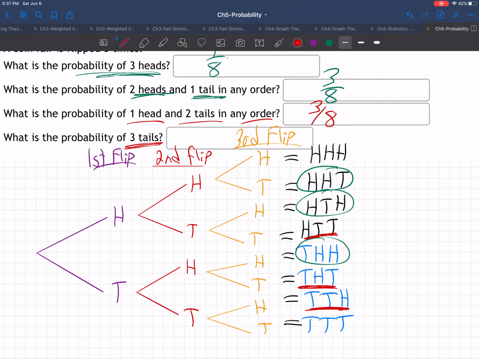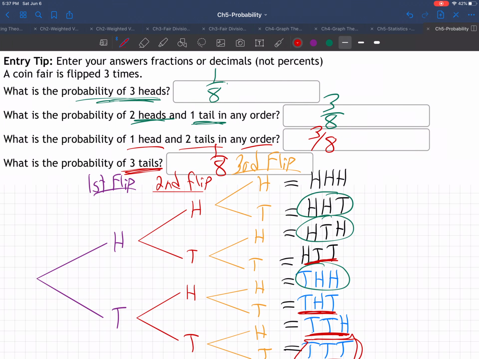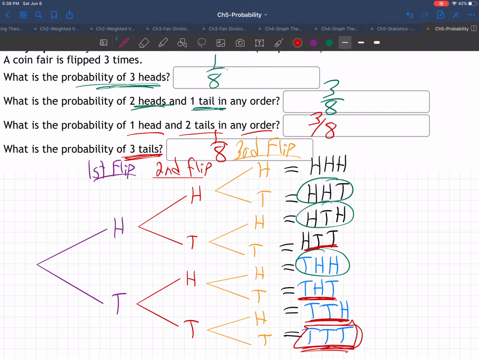Final question, 3 tails. Well, that's just right here, isn't it? 3 tails. That's just 1 out of 8. So there it is. When you flip 3 coins, or flip a coin 3 times, there's 8 different things that can happen, and you see it all with the tree branching.